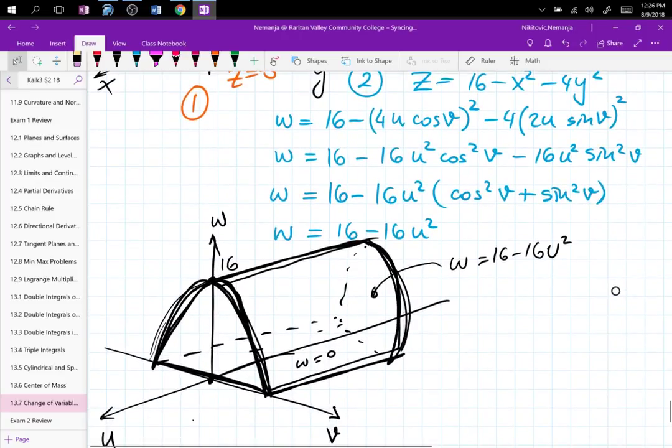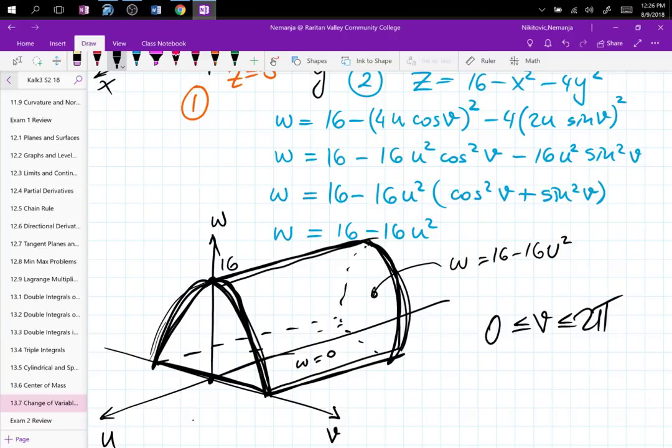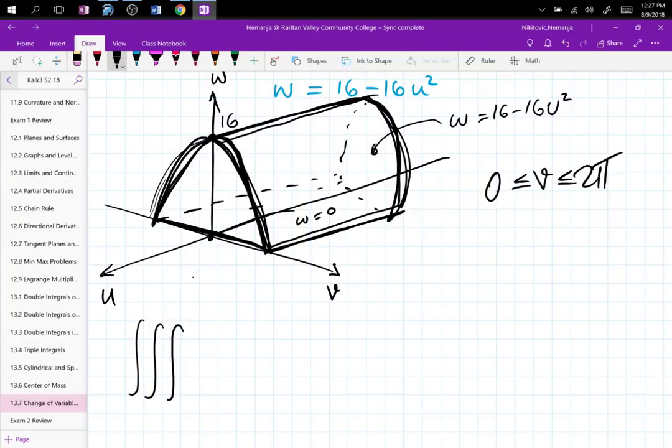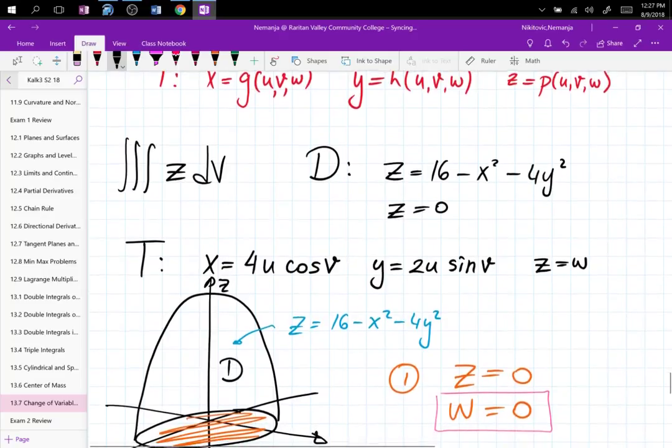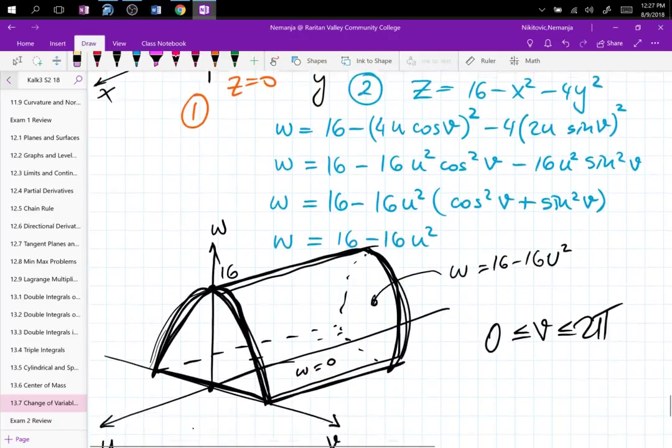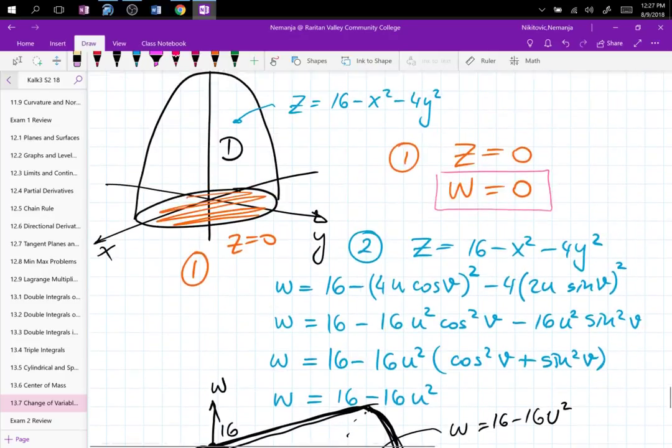Should we say that v is between 0 and 2 pi? I think that should be it for this one. Cos, trig. Let's see what we get when we do the integral. So now the new integral is going to be... The reason why I want v to be 0 to 2 pi is because it's trig over here. So we'll see that. Triple integral.